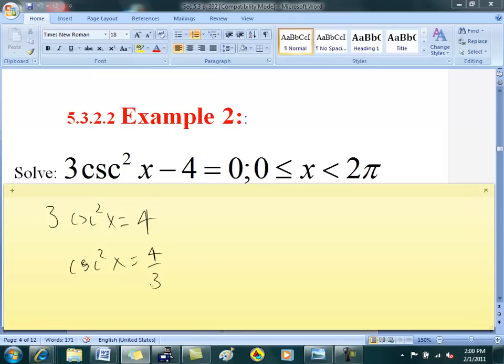No, no, no. You don't want to go there. You've got to think friends, okay? Friends are always there for you. 1 over sine squared.